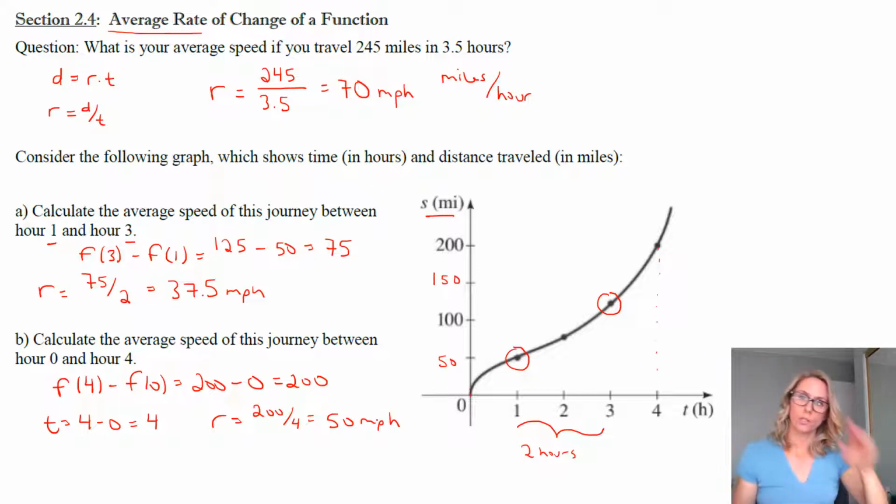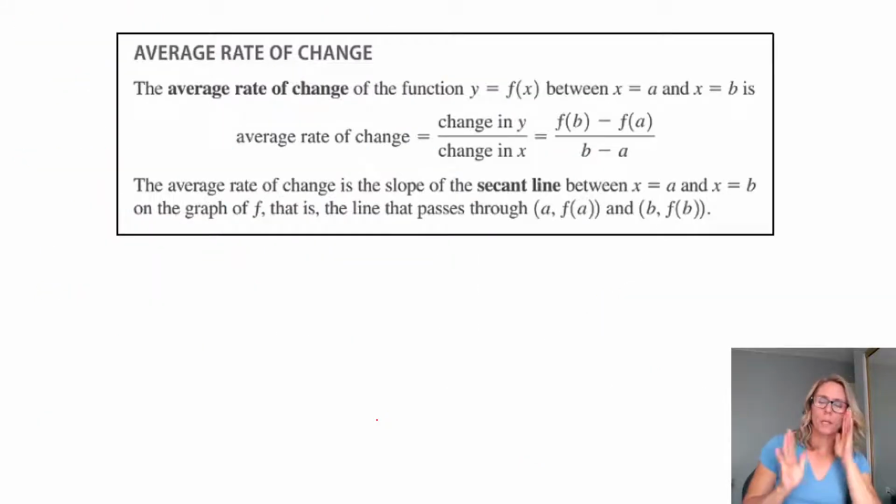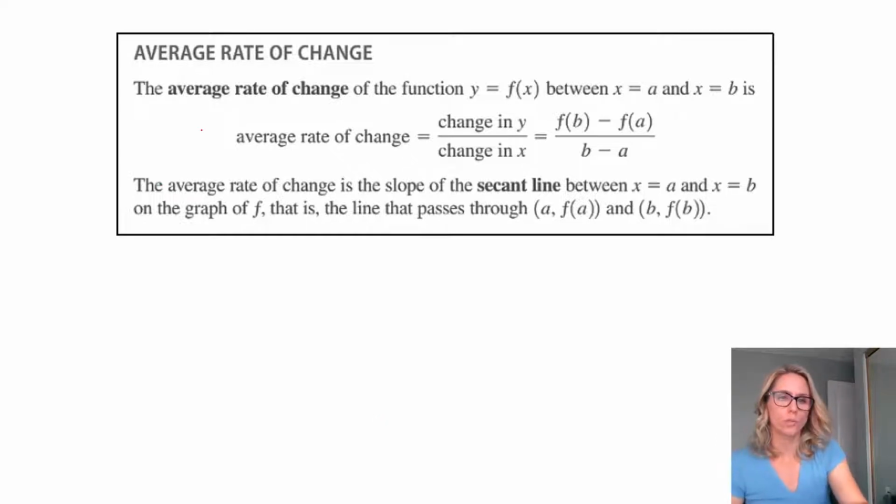So that's all we're being asked to do there, is basically find the change in the distance divided by the change in the time, and that's going to give us that average speed. So in higher level mathematics, we usually say rate of change. We don't use the word speed as much as we do rate of change. But I do want you to notice here that it's really what we just did. It's just the more formal definition of it.